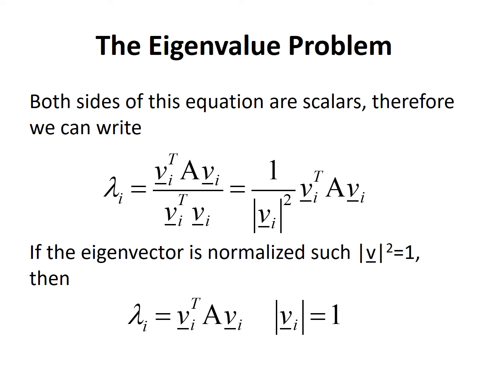Recalling from the previous expression that we can scale the eigenvectors to any magnitude, if we assume that the magnitude of the ith eigenvector is equal to 1, then there's a simple expression for lambda sub i. It is a scalar product of v sub i transpose A v sub i under the assumption that the magnitude of the eigenvector has been scaled to 1.